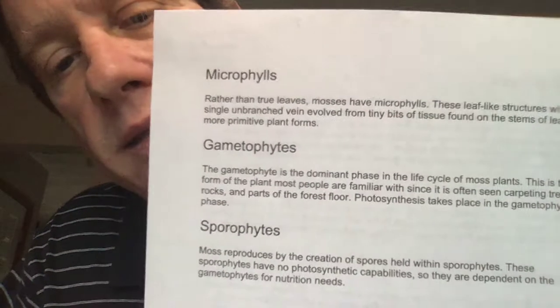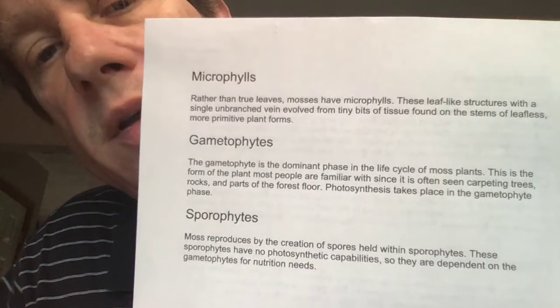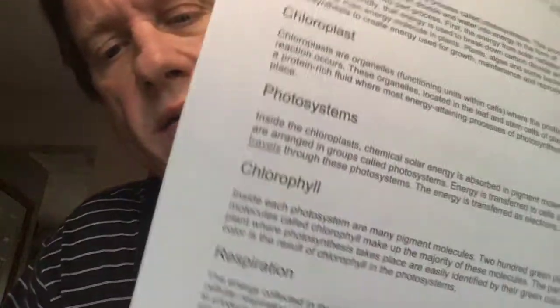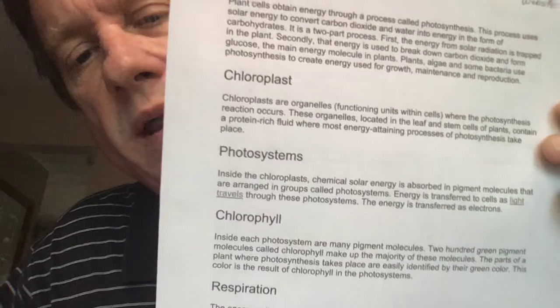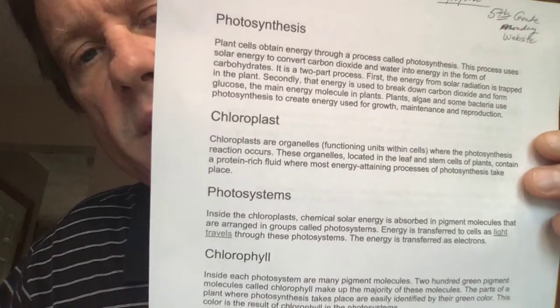And here's some of the words I've been saying, just so you can see the correct spelling and how they're a little bit hard to pronounce at times. Microphylls, gametophytes, sporophytes. On the front, we had respiration, chlorophyll, photosystems, chloroplast, and photosynthesis. So of all those words, you're probably most familiar with photosynthesis.